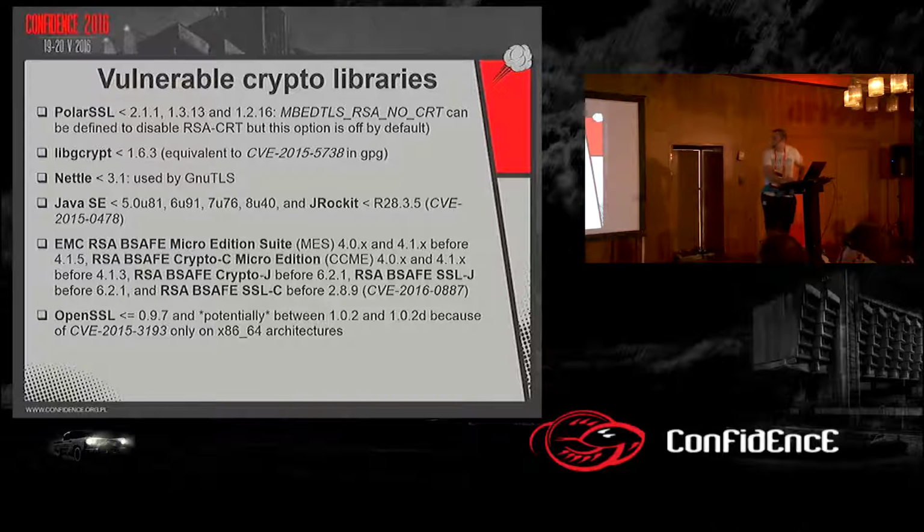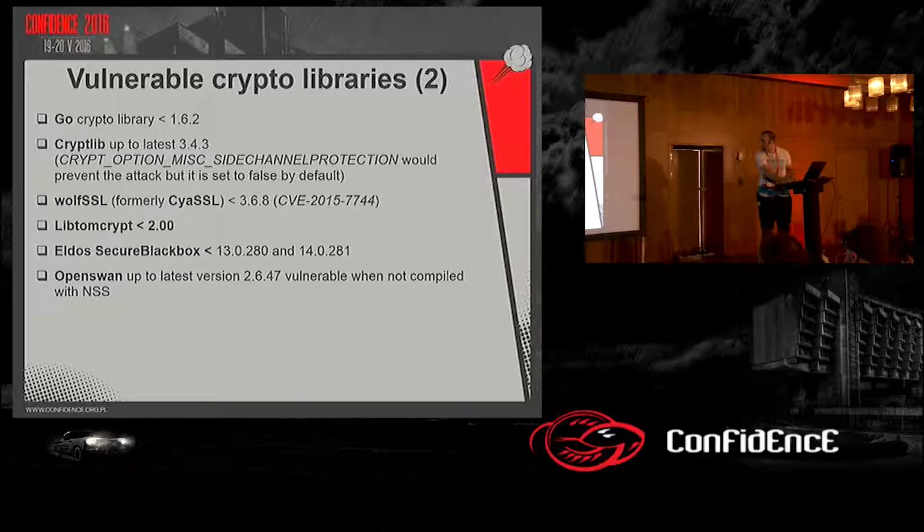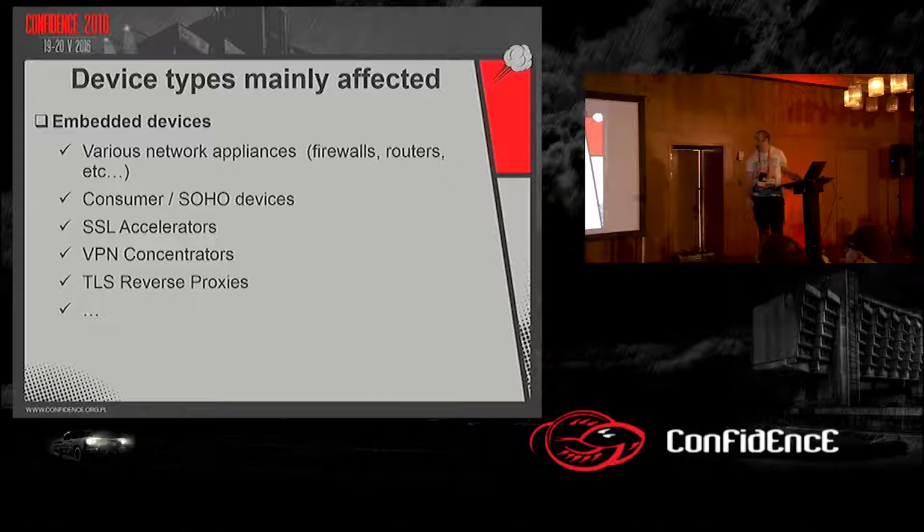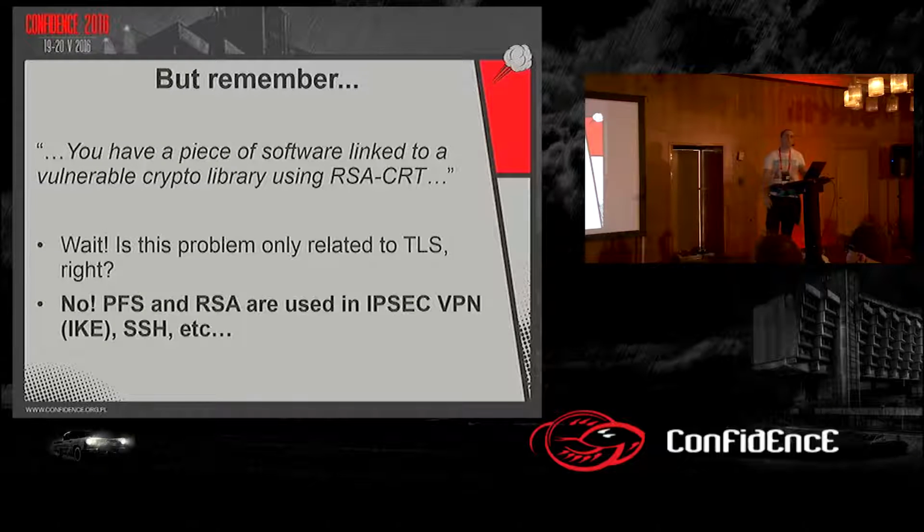And this is the list of the crypto libraries identified as affected so far. You have PolarSSL, Java, OpenSSL, Go, CryptoLib, WolfSSL, OpenSwan. I will talk about that a little bit in the last slide. These are the hardware vendors affected so far. And the device types mainly affected are embedded devices, such as firewalls, routers, SSL accelerators, VPN concentrators, stuff like that.